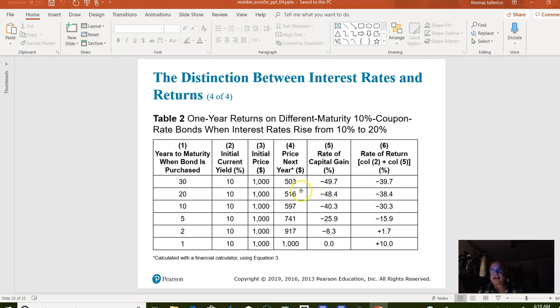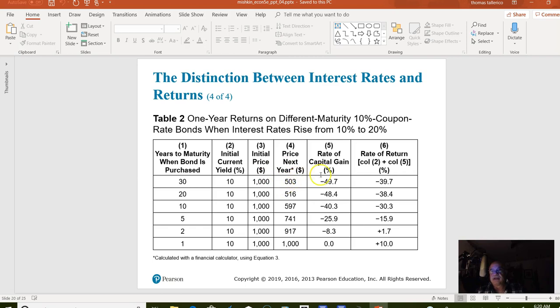All right, so here's a nice table that shows you the current yield on a bond and the initial price, and here's the price next year. So the bond pays a 10% coupon in all cases, right? So here's the initial price. Here is the price of the bond next year.